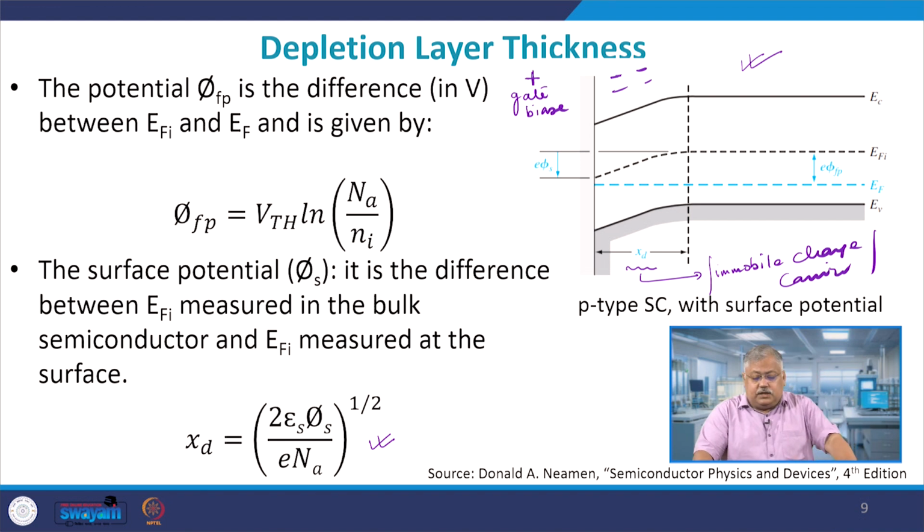Now what has happened is, as you apply a positive gate bias, the conduction band edge goes down, the intrinsic Fermi level goes down and the valence band goes down, and the distance between the interface and the point from which it starts to go down is defined as my depletion width. Why?